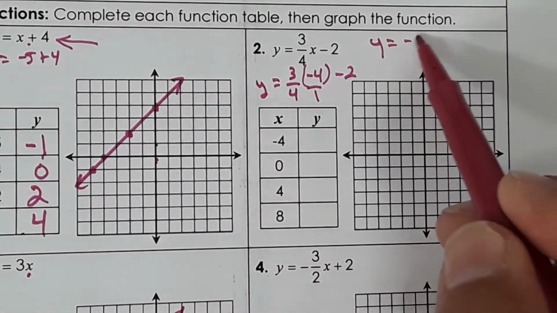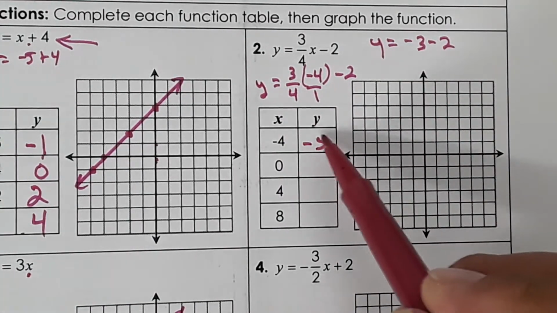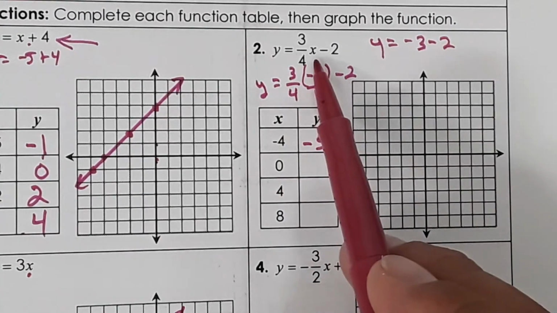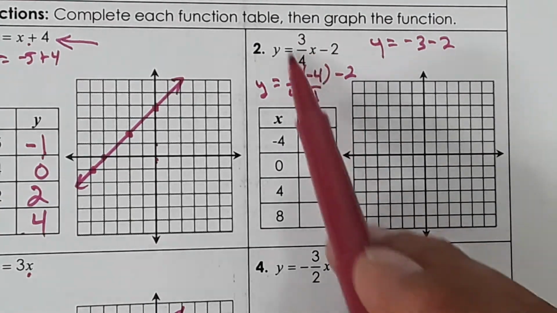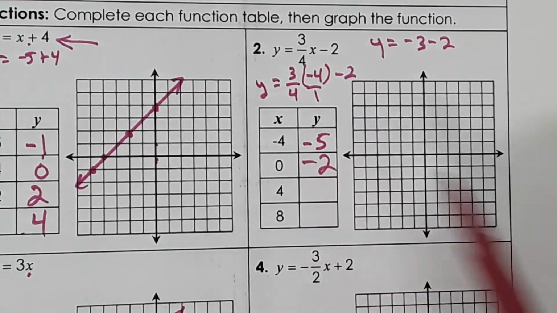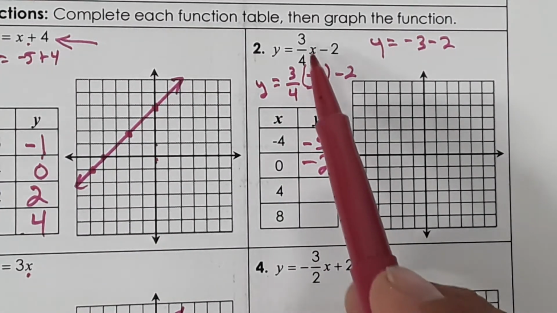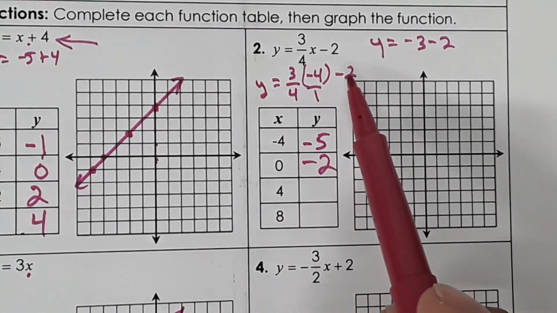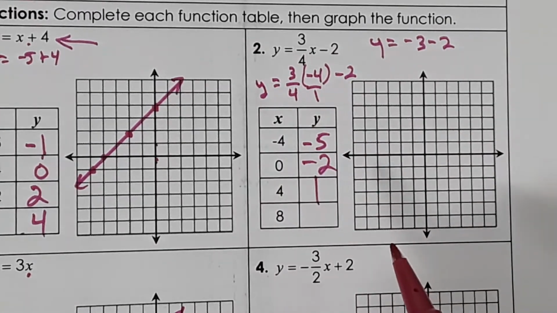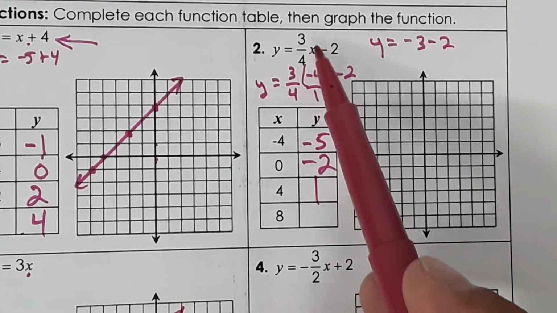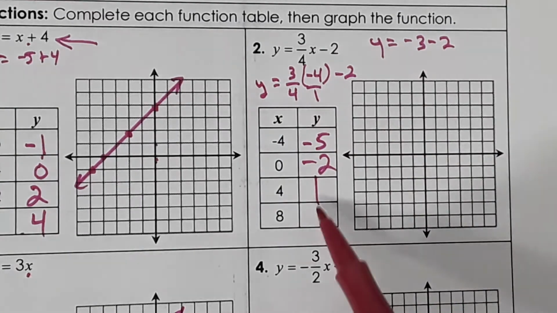So this becomes y equals negative 3 minus 2, and negative 3 minus 2 is negative 5. When you plug a 0 in, 3/4 times 0, anything times 0 is 0, so this becomes just 0, and 0 minus 2 is negative 2. When you plug a 4 in, same thing. You're going to do 3/4 times 4 over 1, which gives you positive 3. 3 minus 2 is 1. If you plug an 8 in, 3/4 times 8 over 1 is going to give you 6 eventually. 6 minus 2 is 4.